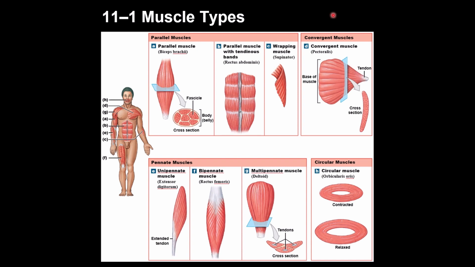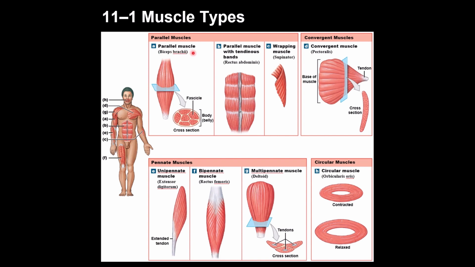So there is a classification based on the way that the muscle fibers run. The first one is called parallel muscles. These are the type of muscles where the fibers run parallel to the long axis of the muscle. So this is the long axis, and they run parallel to that.